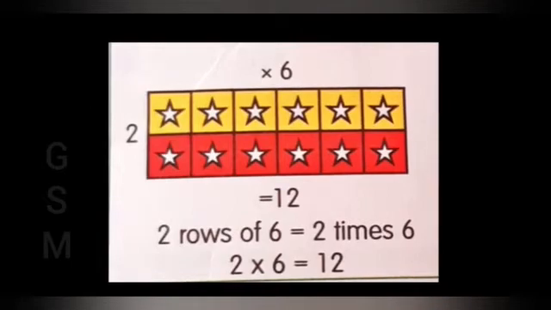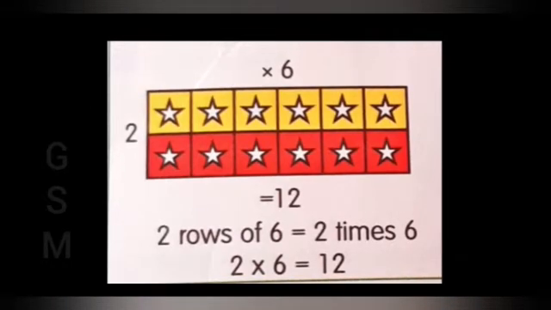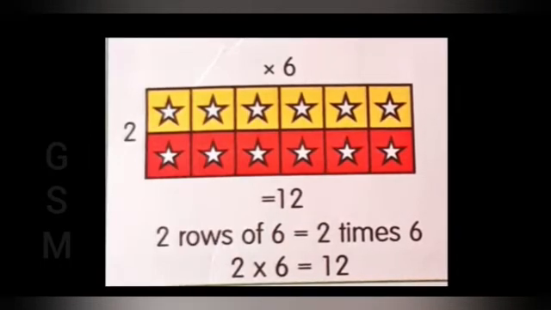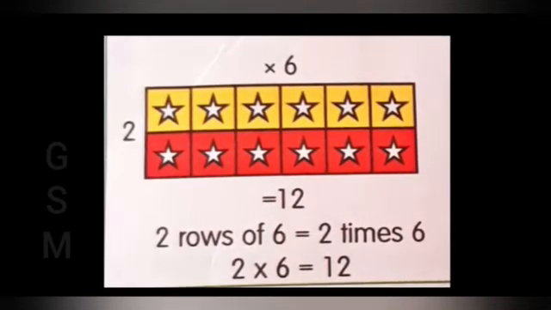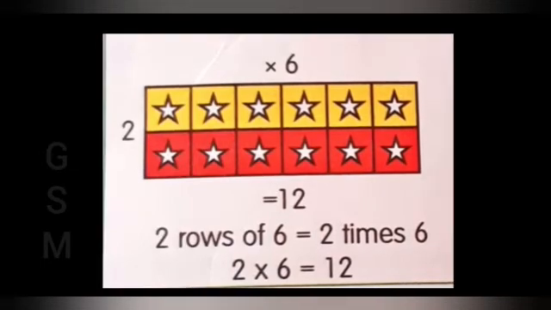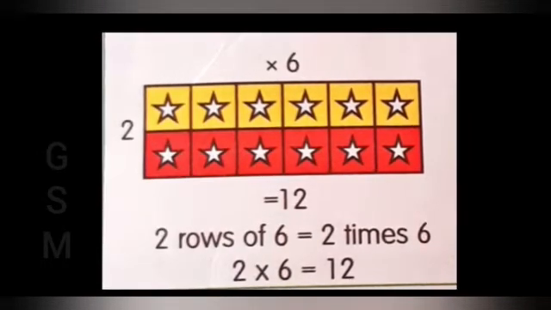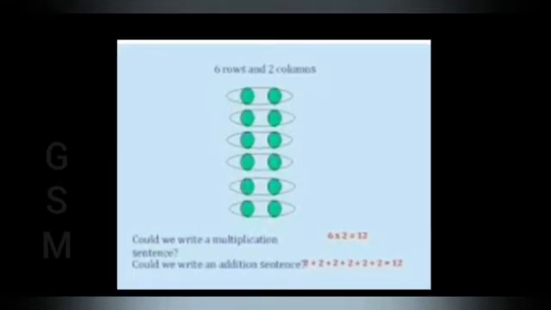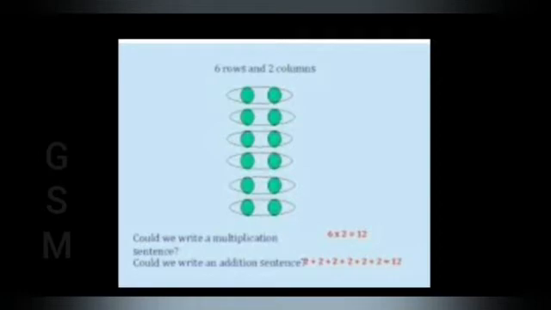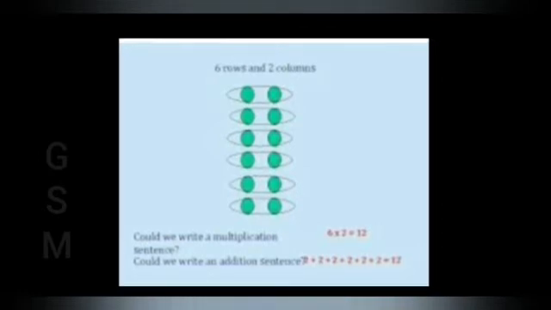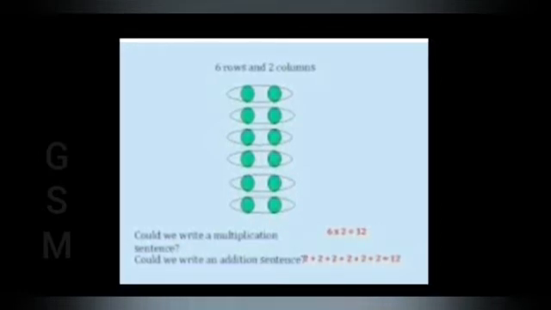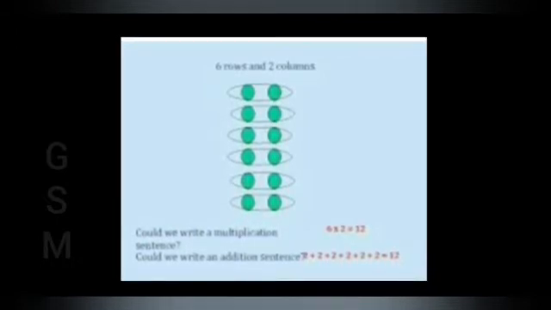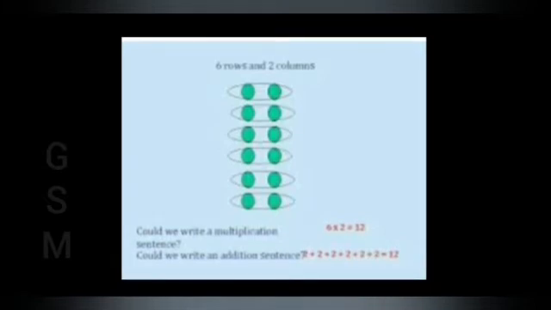To multiply, we can add the same number repeatedly. Multiplication is the same as repeated addition. Look at this. There are 2 rows of 6 things. Therefore, there are 12 things altogether. Look at the next one: 6 rows and 2 columns. So, how can we write the multiplication sentence? 6 into 2 equals 12. So, repeated addition is 2 plus 2 plus 2 plus 2 plus 2 plus 2 equals 12.